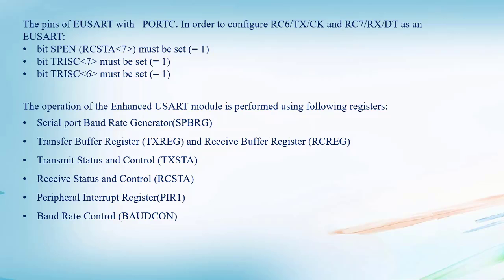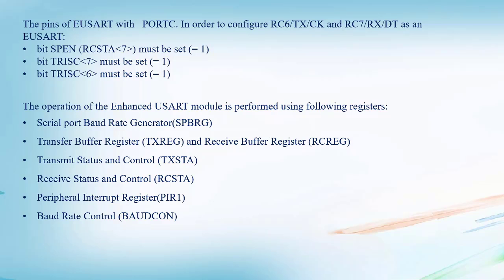The operation of the enhanced USART module is performed using the following registers: serial port baud rate generator, that is SPBRG, transmit buffer register TXREG, and receive buffer register RCREG, transmit status and control register, receive status and control register, peripheral interrupt register, and baud rate control register, BAUDCON.